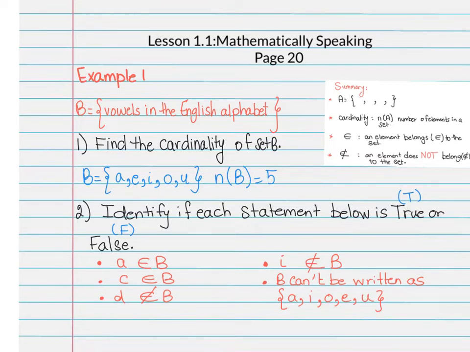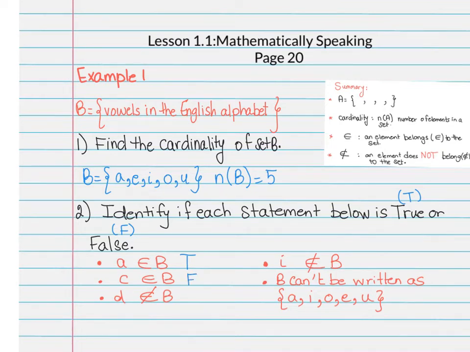We look back at the set. Is A part of the set? Yes. And that's a true statement. So true. The second statement. C belongs to set B. We look at the elements. Is there any letter C in the set? No. So C is not part of set B, does not belong. Then this statement is false.